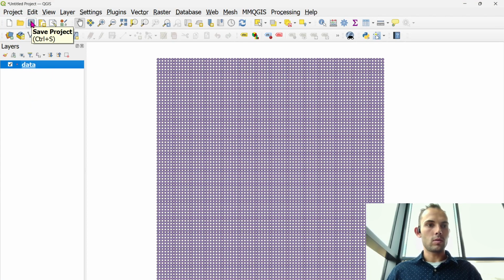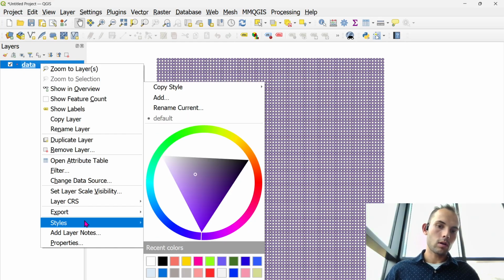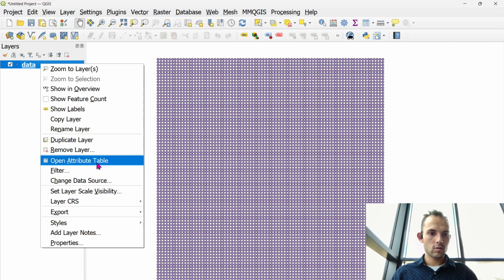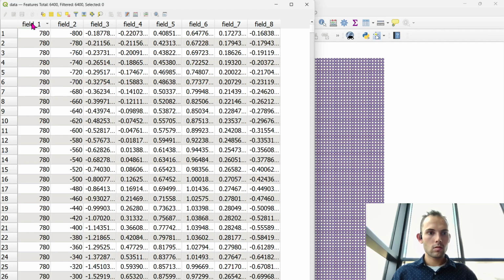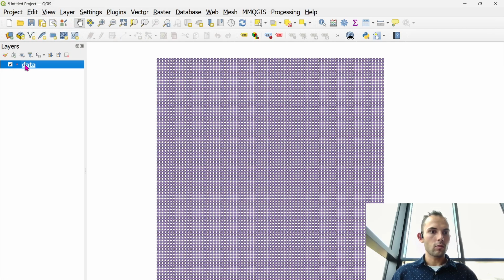I should have given these better names when I imported it. Okay, we're not going to give them better names. We're just going to plot these things.